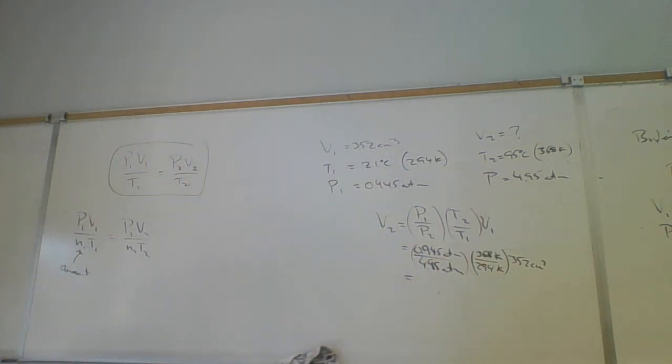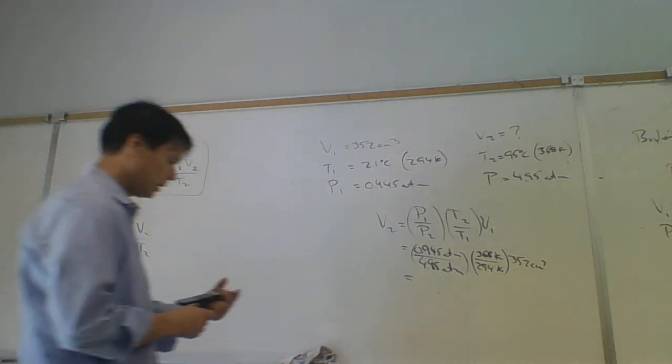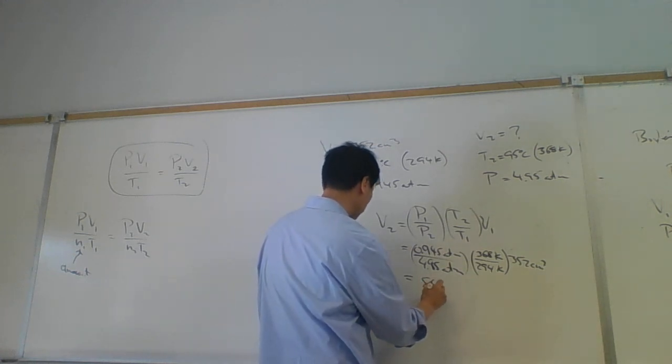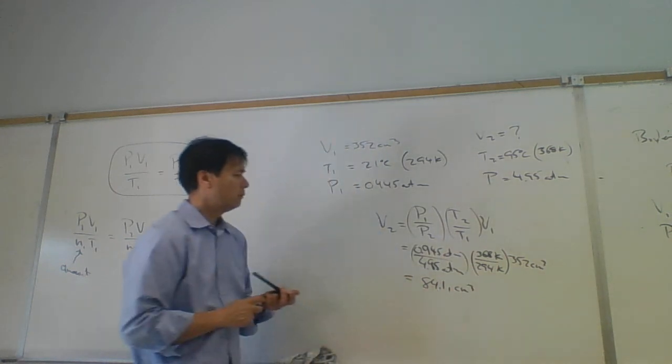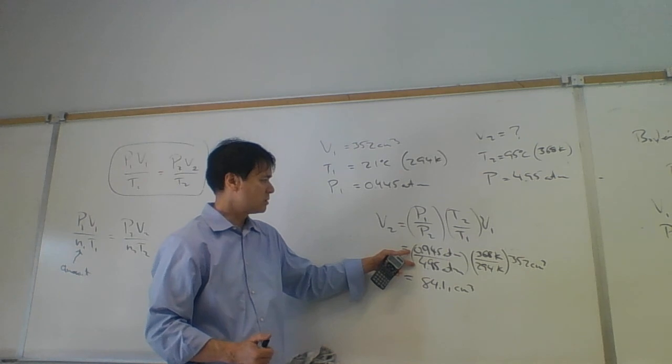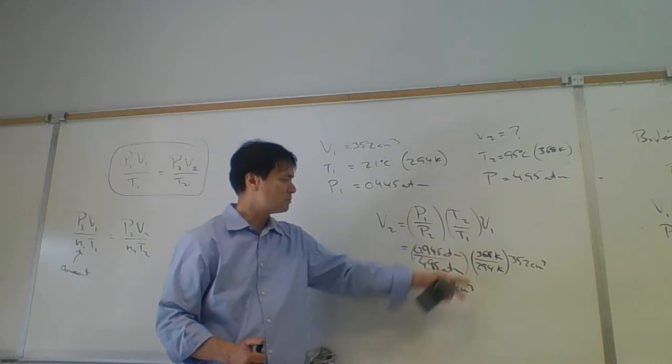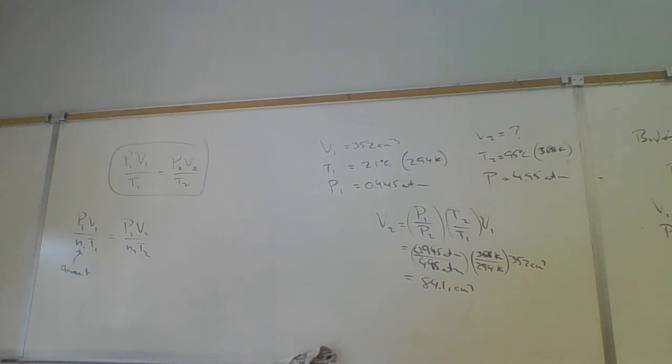Let's just do this one really quick. I'll end with this one. 0.945 divided by 4.95, times 368 divided by 294, times 352. That gives us, if I did everything correctly, 84.11 cubic centimeters. So the volume decreased because the pressure fraction was a lot less than 1, whereas the temperature fraction was a little bit greater than 1. Let's see if I did that right. Yeah, 84.1 cubic centimeters.